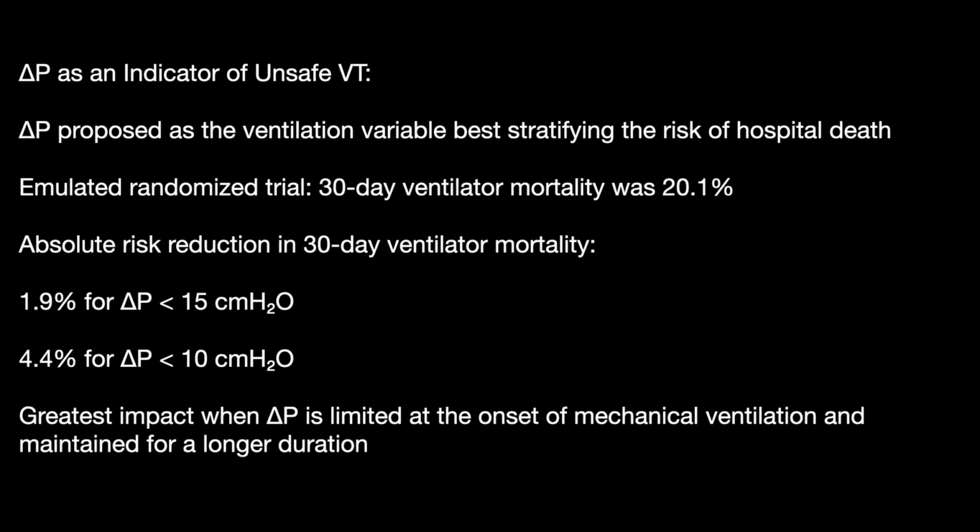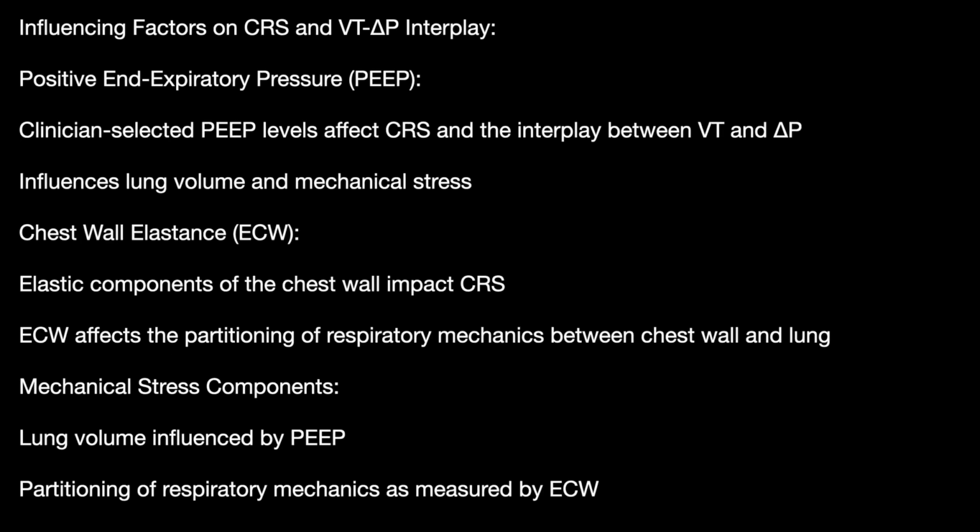Driving pressure is proposed as the variable which can stratify the risk of hospital admission. In an emulated randomized trial, 30-day ventilator mortality was 20%. The absolute reduction in 30-day ventilator mortality by this strategy was 1.9% for delta P less than 15, and a 4.4% reduction if the delta pressure, that is the driving pressure, is less than 10. The greatest impact of the driving pressure is at the onset of mechanical ventilation and it is maintained for a longer duration.